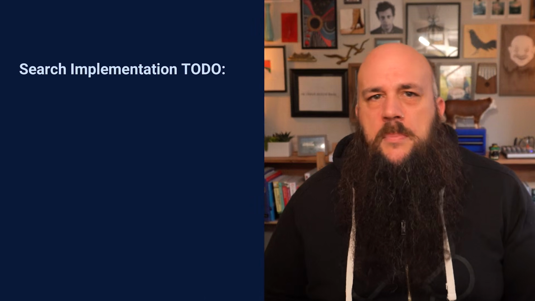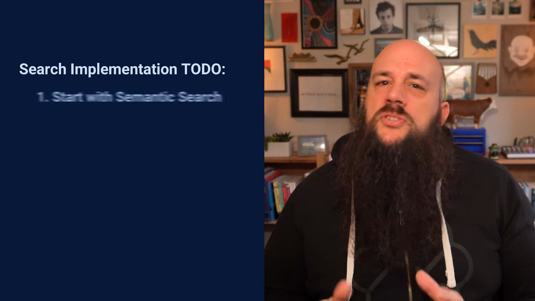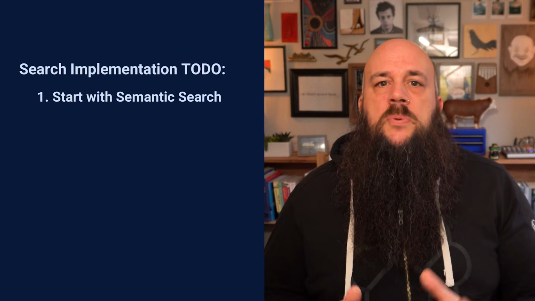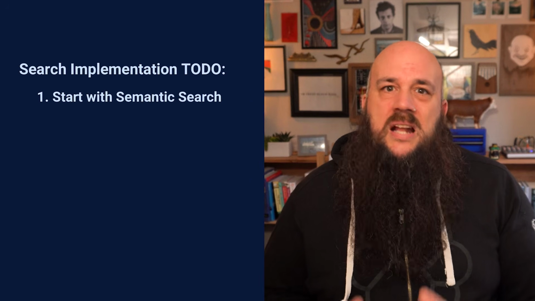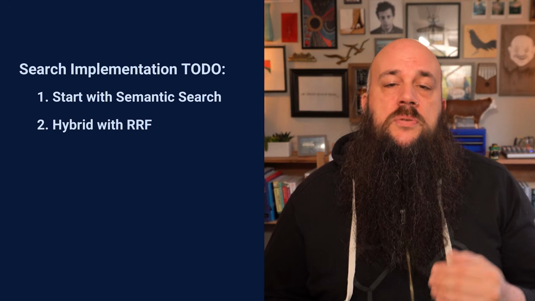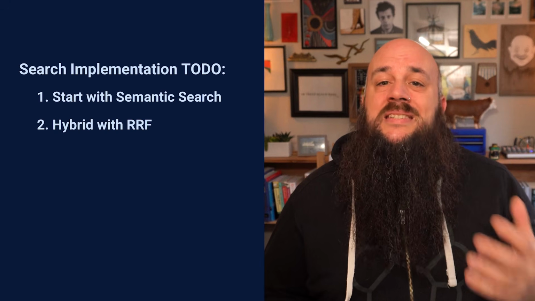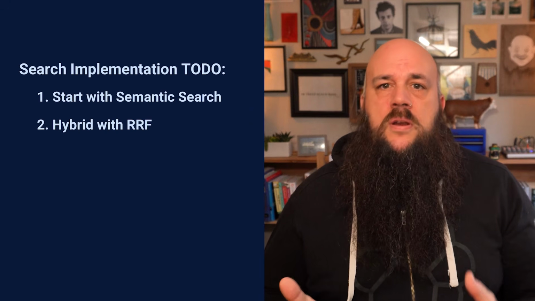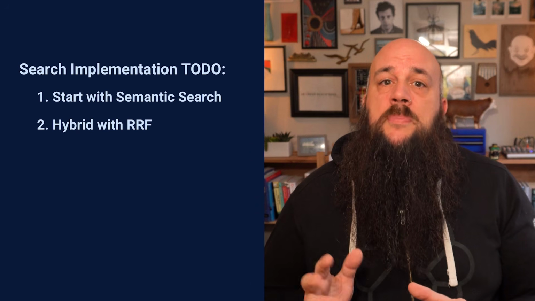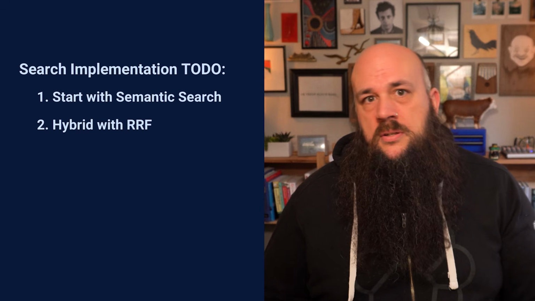So here's my recommendation based on your needs. Start with semantic search. It gives you 80% of the benefits with 10% of the complexity. Clean, simple, and powerful. Level up with hybrid search using RRF. Combines semantic text with lexical search for comprehensive coverage. You get exact matches when they matter and semantic understanding when you need it.